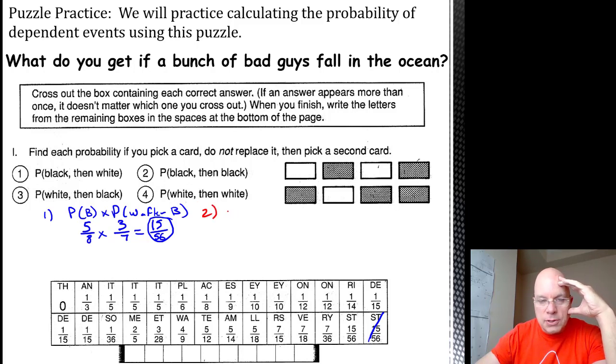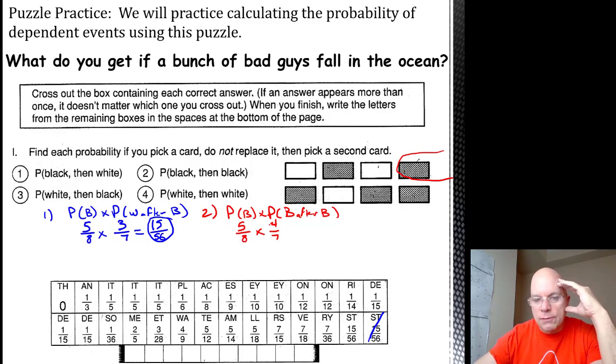Probability of number 2 is probability of black then black. So this is the probability of black multiplied by the probability of black after black. The probability of black we already calculated in the first problem is 5/8. But now you've got your thumb covering up one of the black cards, it doesn't matter which one. The probability of pulling a black card now, of the 7 remaining cards, 4 of them are black. So 4/7. And here I do have a way to simplify before I multiply because 4 and 8 both have a common factor of 4. 4 divided by 4 is 1, 8 divided by 4 is 2. And so we get 5/14.